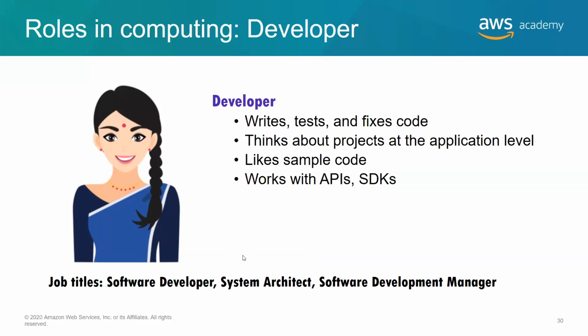With AWS, I've seen so many people who have developed a very big application and deployed it in AWS. Because of AWS, they provide security, it is reliable, and it is available 24/7. So the developer can develop the application and deploy it in this AWS platform. The job titles for them are software developer, system architect, software development manager. These are the roles for developer.